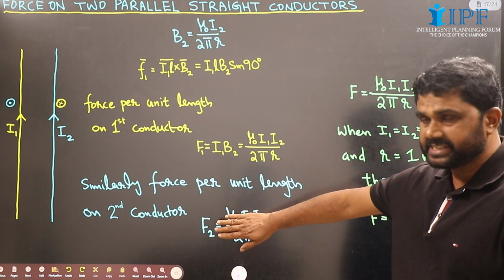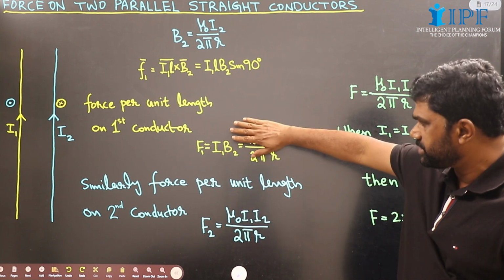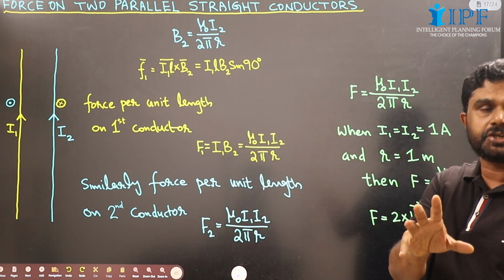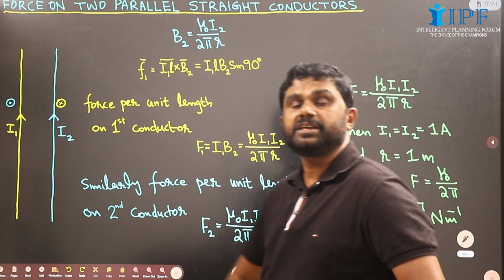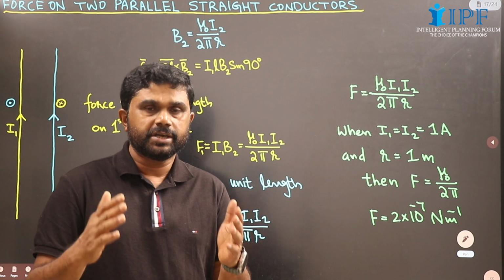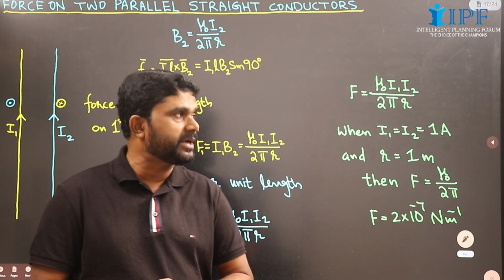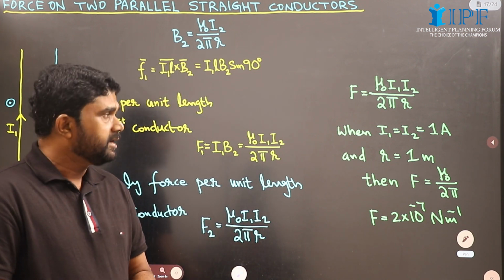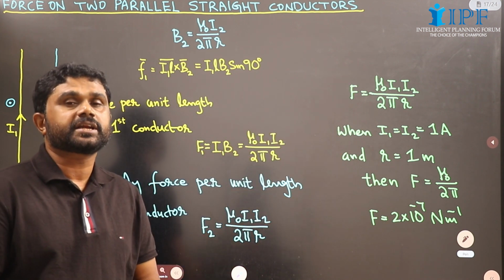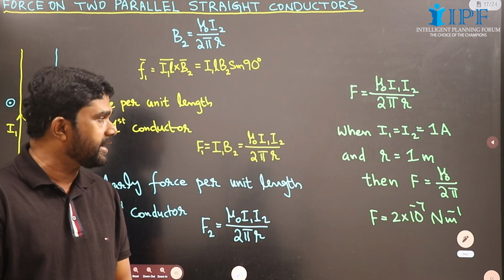This is the force on the second conductor per unit length and this is the force on the first conductor per unit length. Both are of the same magnitude. If they carry current in the same direction, it will be attractive. If they carry current in opposite directions, it will be repulsive. So this is the force of interaction between two parallel straight conductors carrying currents I1 and I2.